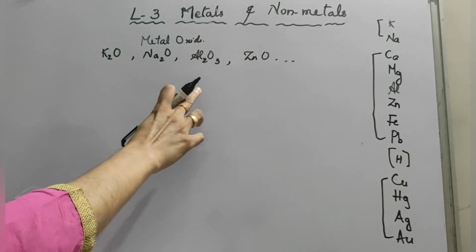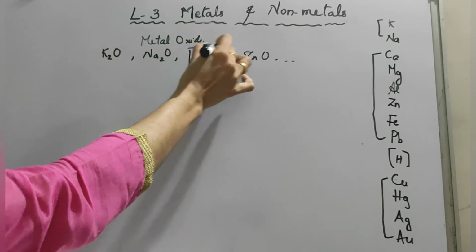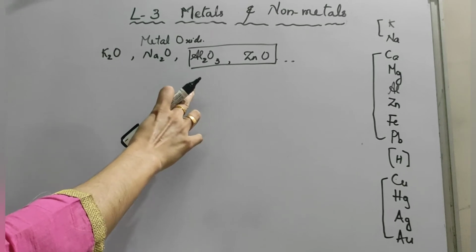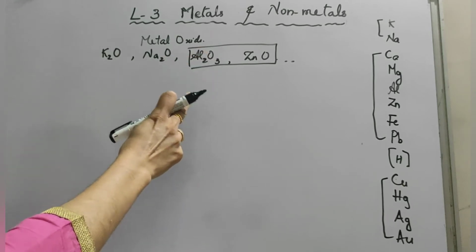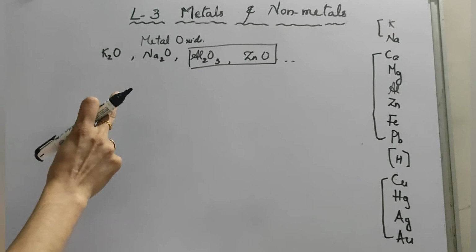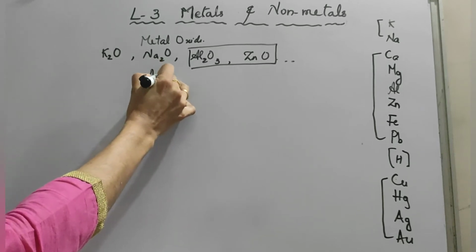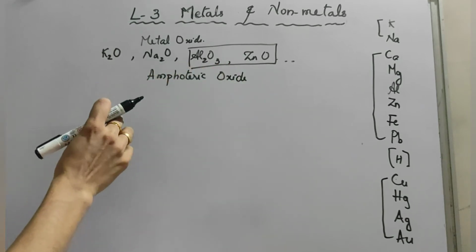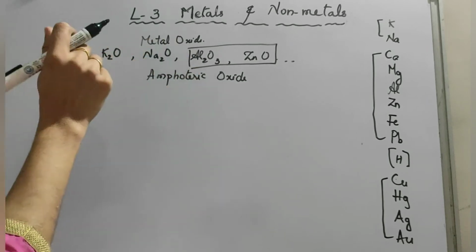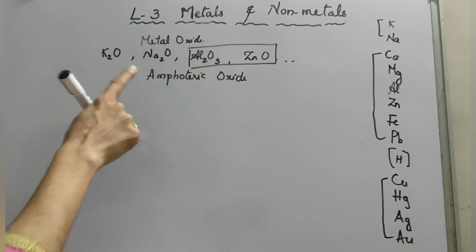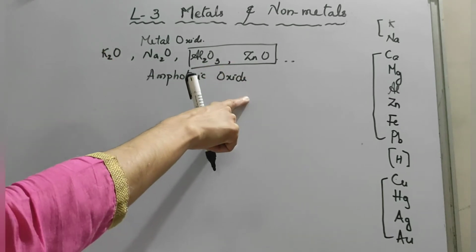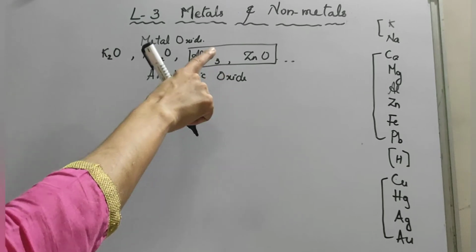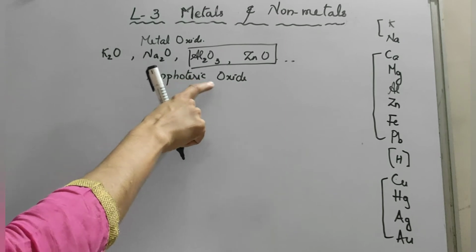From this, some metal oxides such as aluminium oxide and zinc oxide react with acid as well as base to form salt and water. That means that type of metal oxide is known as amphoteric oxide. Very important topic this one. Some metal oxides, only aluminium oxide and zinc oxide, show acidic as well as basic behavior. They react with acid and base to produce salt and water, and are known as amphoteric oxides.